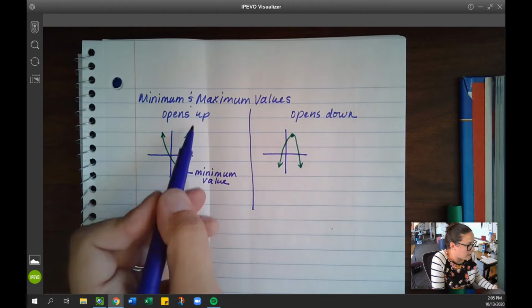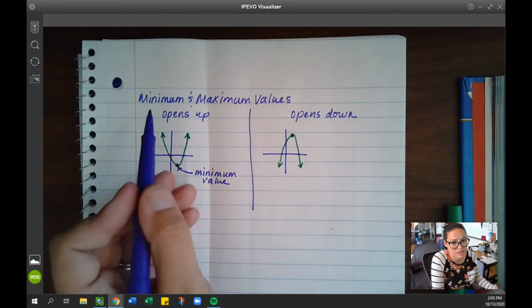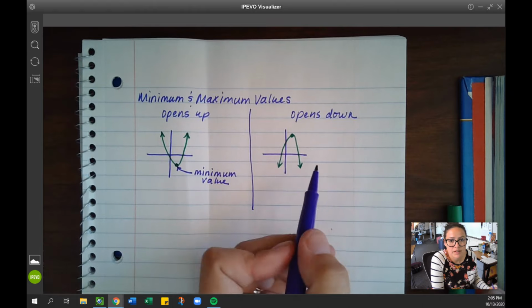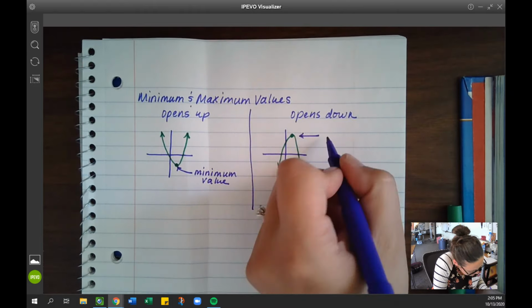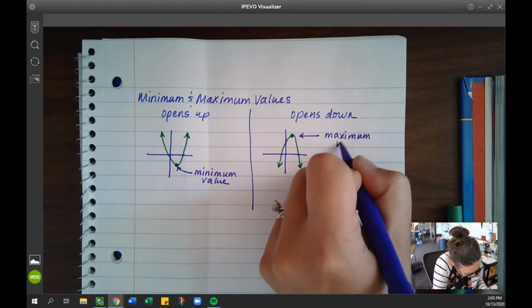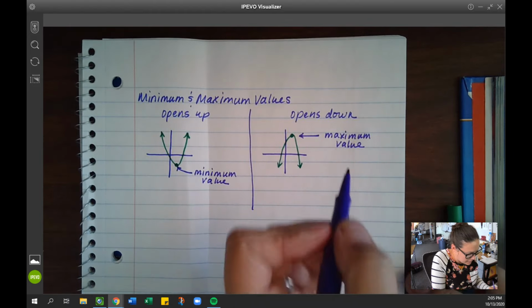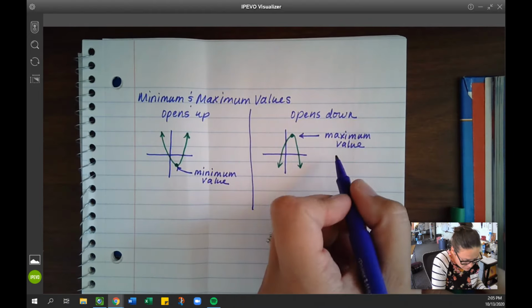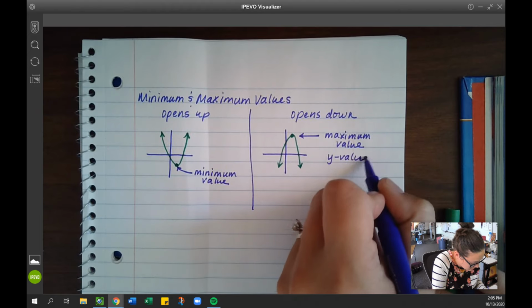If it opens up, it doesn't have a maximum value because it's just going to keep going up. If a parabola opens down, then its vertex is the maximum value. It's the most. It's the highest that the parabola is going to get. Now, this is the y value, okay? We need the y value, not the x value.